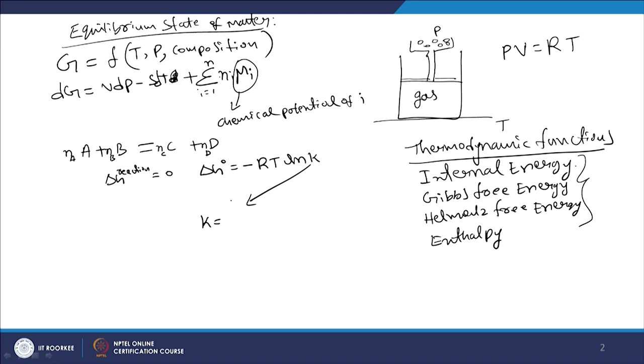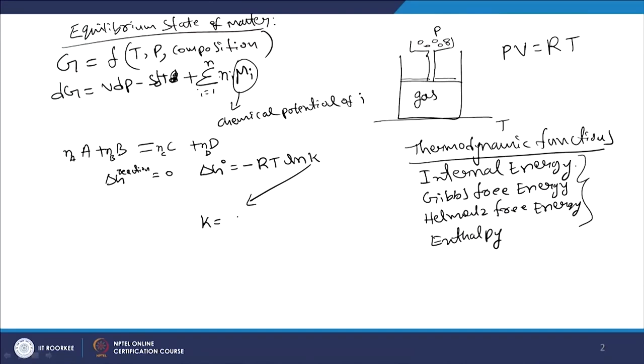K equal to, suppose let us say that we have A, B, C and D. Let us assume that all of them are gases. When we write the equilibrium constant, it will be written as the fugacity of C and fugacity of D, with powers n C and n D, divided by fugacity of A power n A and fugacity of B power n B. So, this is how we represent the equilibrium constant of a reaction. The fugacity is nothing but an effective pressure which a gas is able to exert.